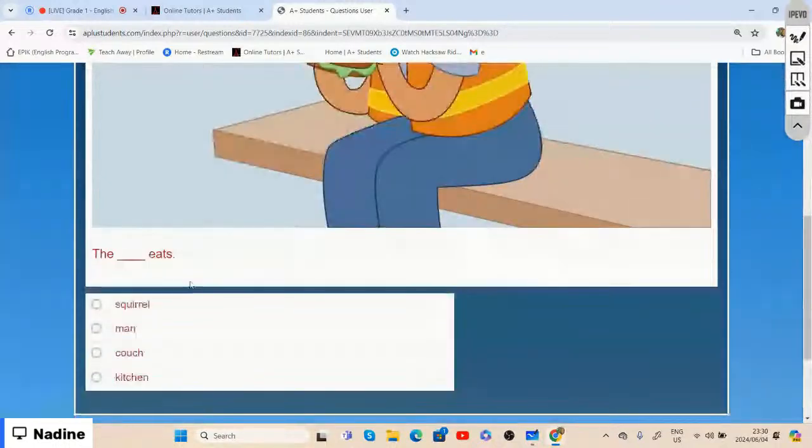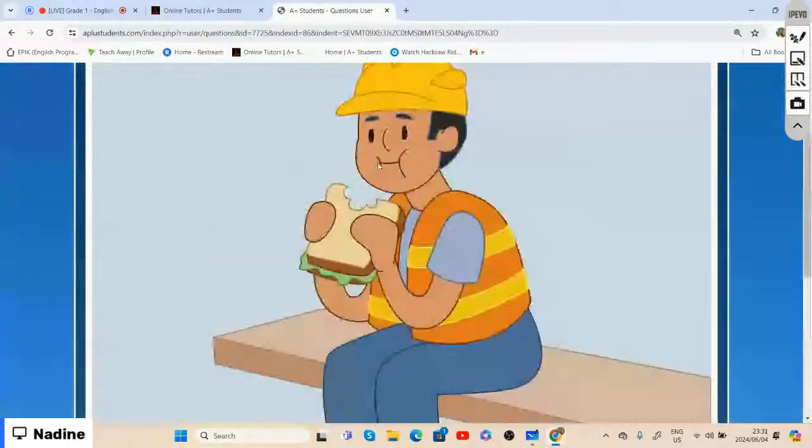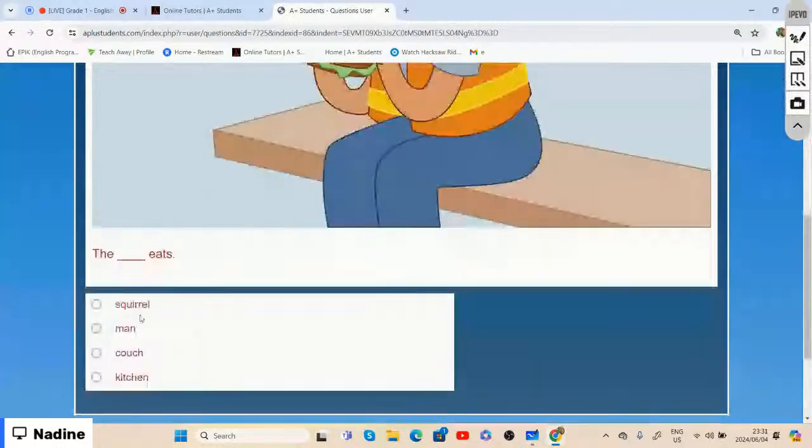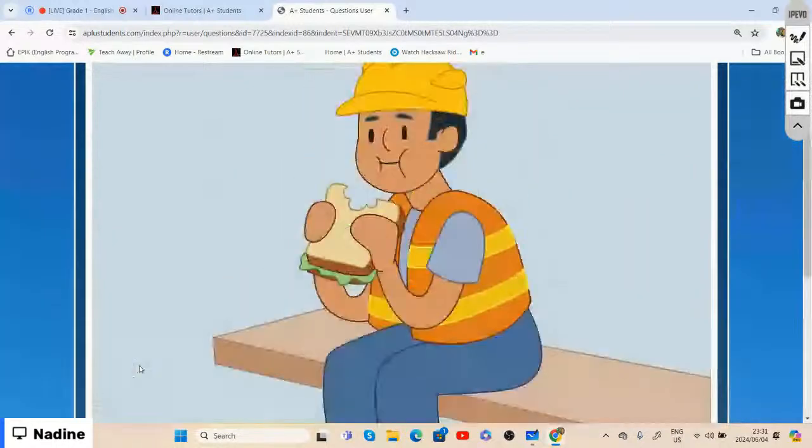It says, is it the squirrel eats, the man eats, the couch eats, or the kitchen eats? Who's the person or thing that's eating? We need to identify the person or thing that's eating. Is it the squirrel that eats, the man eats, the couch eats, or the kitchen eats? Who eats? Who is having lunch?